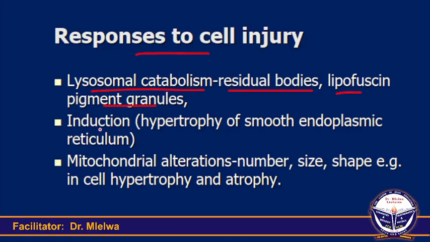Induction or hypertrophy of smooth endoplasmic reticulum. Hypertrophy means increasing in size. Hyper is large, big. Trophy, size. So hypertrophy means the smooth endoplasmic reticulum becomes large. Also there are mitochondrial alterations in the number, the size, the shape, such as in cell hypertrophy and atrophy. Hypertrophy is the cell becoming large, atrophy is the cell becoming small. When a cell becomes large or small, the mitochondrial number always changes. Why? Because mitochondria increase in number as the requirement of energy in the body increases.